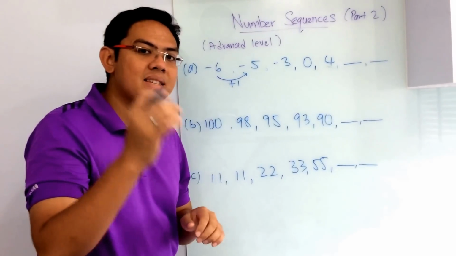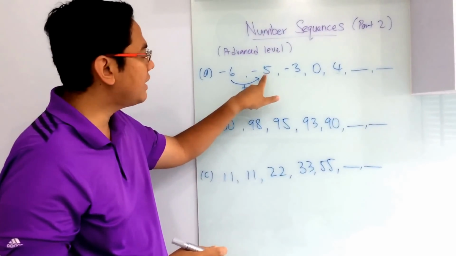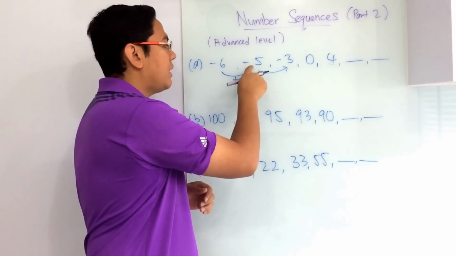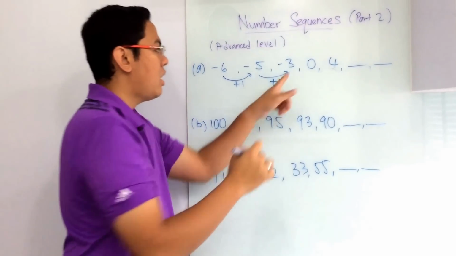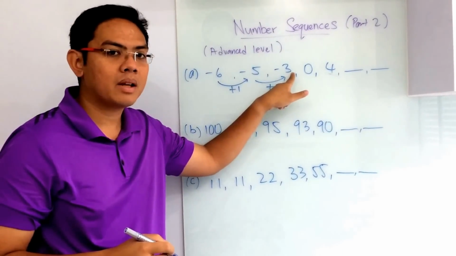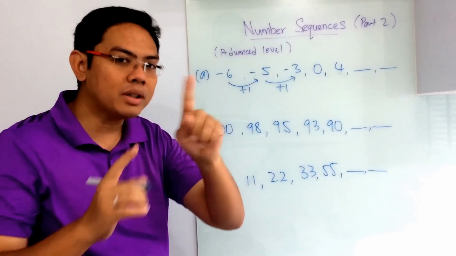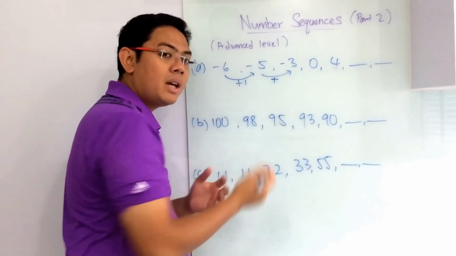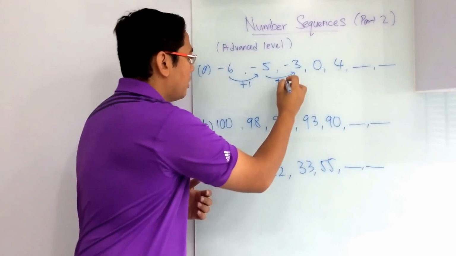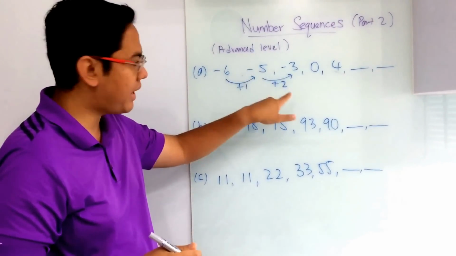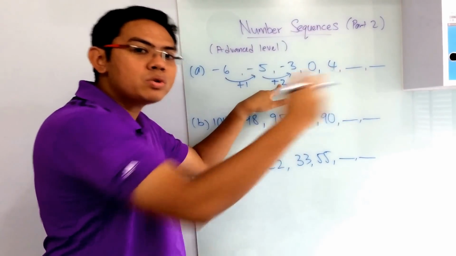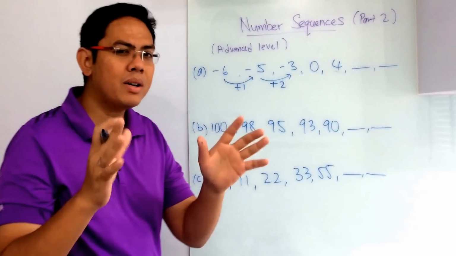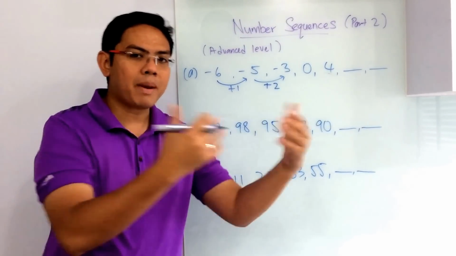But is it still the same? Should I add 1 from the second term to the third term? Just to take a look, if I check with a calculator, negative 5 plus 1, I do not get negative 3. I get negative 4. So positive 1 is not the answer. So what should it be? I should add a positive 2, because negative 5, if I add 2, I am moving to the right 2 places and I get negative 3.